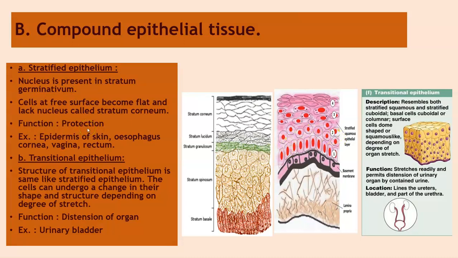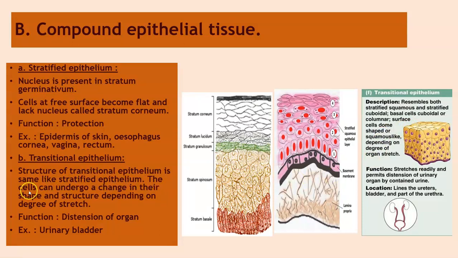Now what is their function? Their major role is protection. Examples: epidermis of the skin, esophagus, cornea, vagina, rectum. Then we have transitional epithelium here. Have a look at this image here. It resembles the stratified squamous and the stratified cuboidal epitheliums in shape.